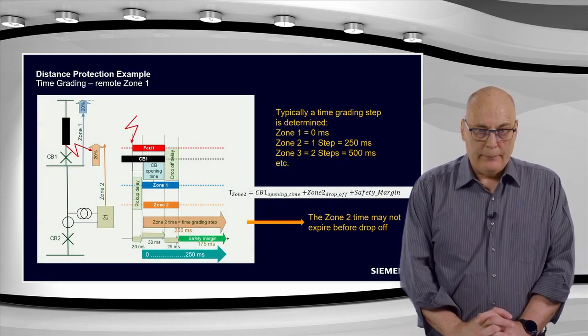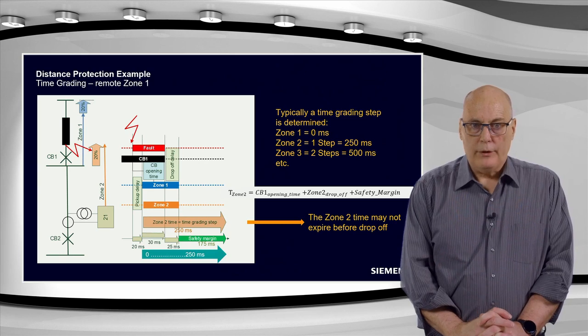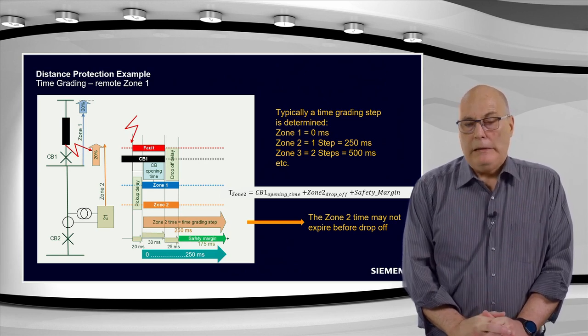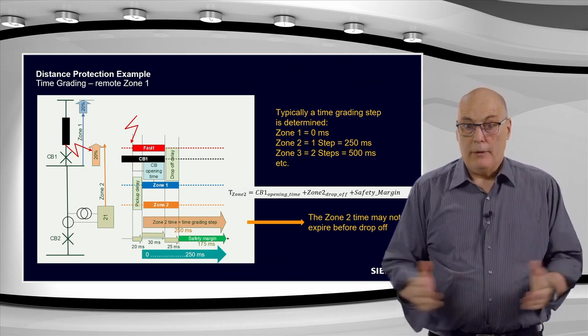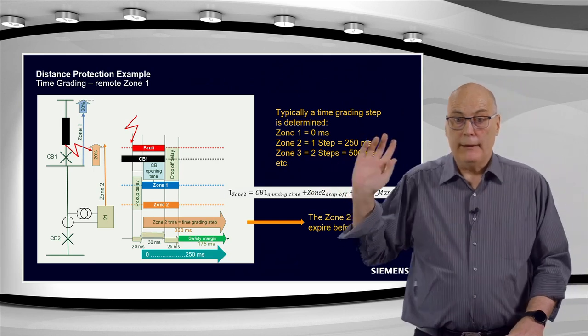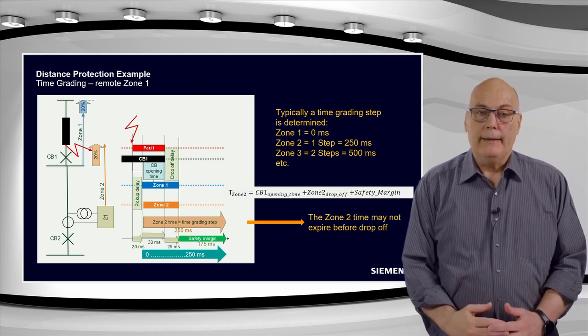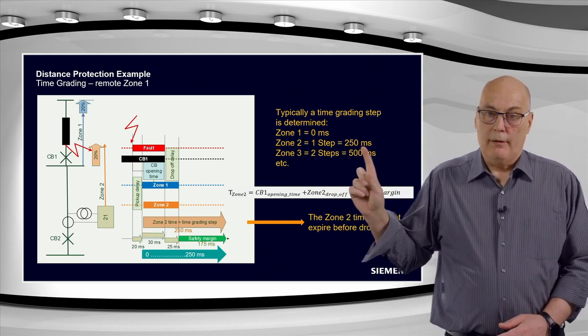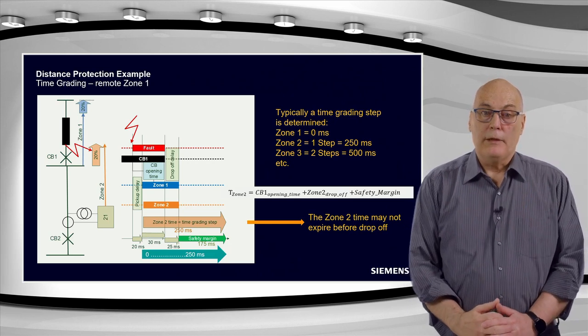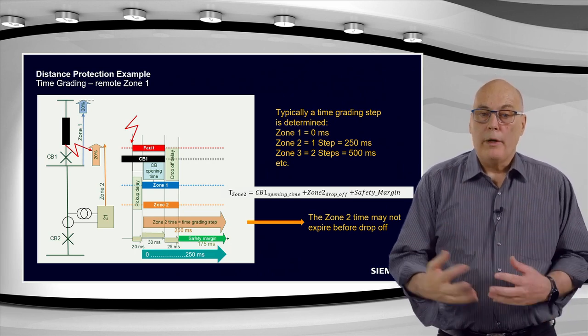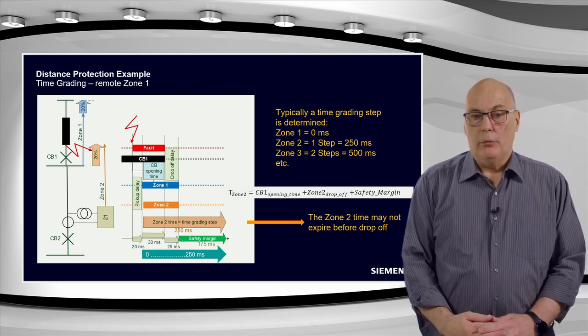All right, time grading. What I wanted to get to. Time grading is something that someone just accepts, that okay, my time grading step is 250 milliseconds or 300 milliseconds or something like that. In this example, we're calculating a 250 millisecond time grading step. But where does that come from? Why do we use that?